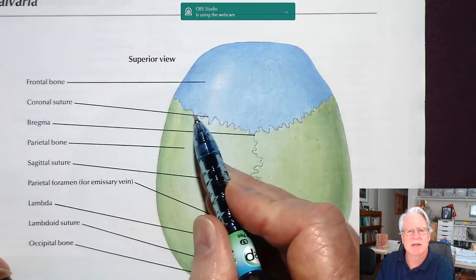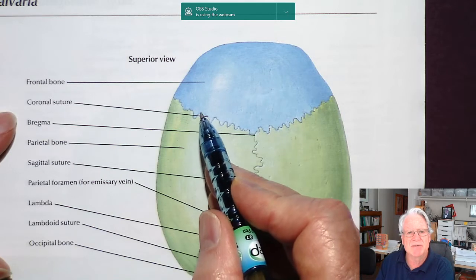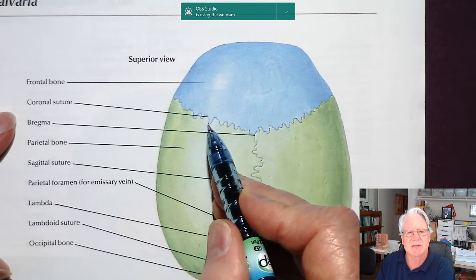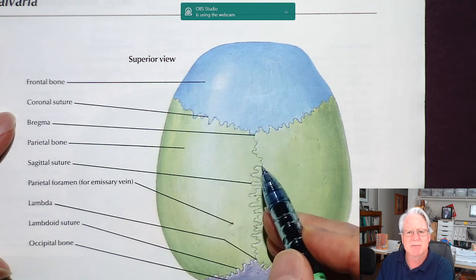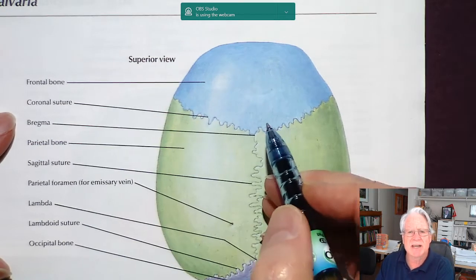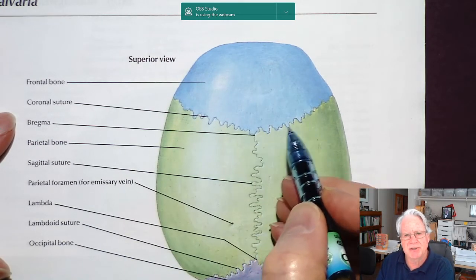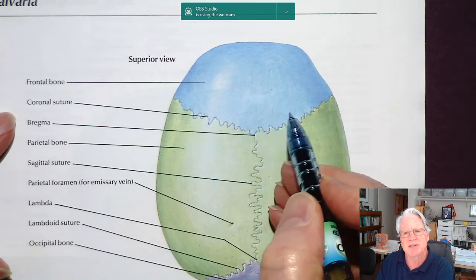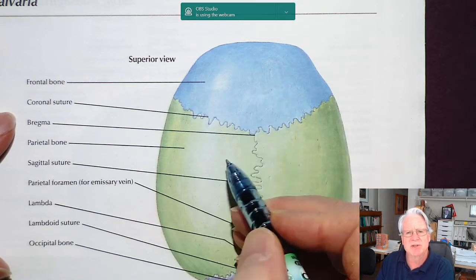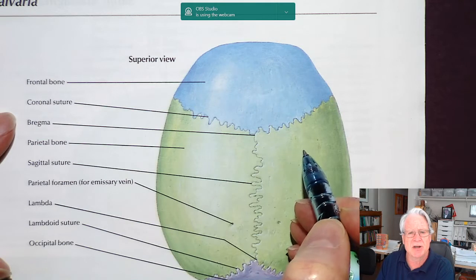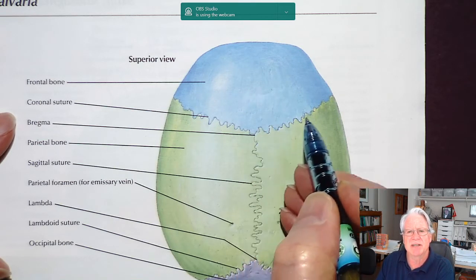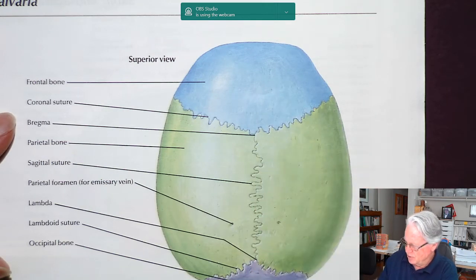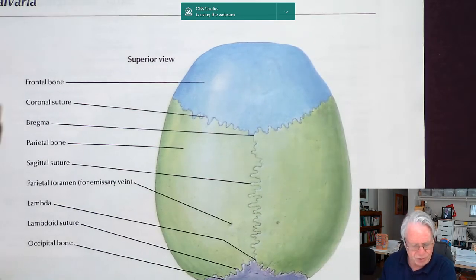And notice that we have this jagged edge to that suture. It's not a clean, straight edge. It's jagged. Same applies here. Why is that? To increase surface area. So the bonding between the frontal bone and the two bones behind it, the parietal bones, is a stronger connection if we have this jagged edge rather than a clean, flat edge connecting those two bones. So that's the coronal suture. Okay.